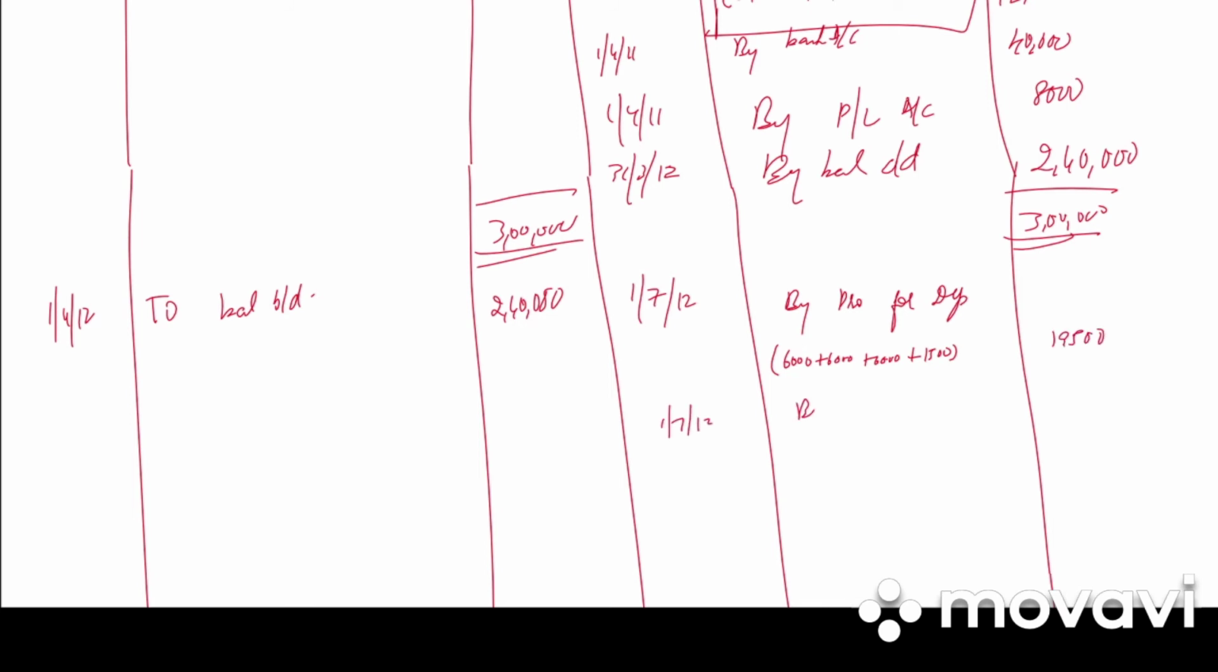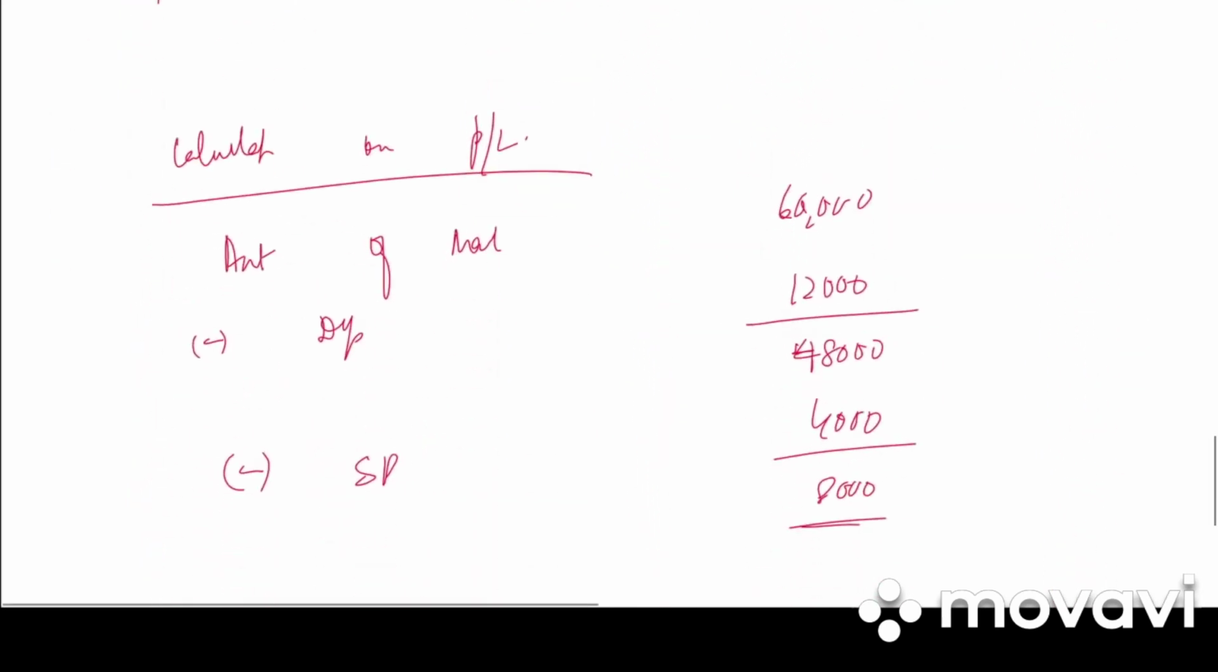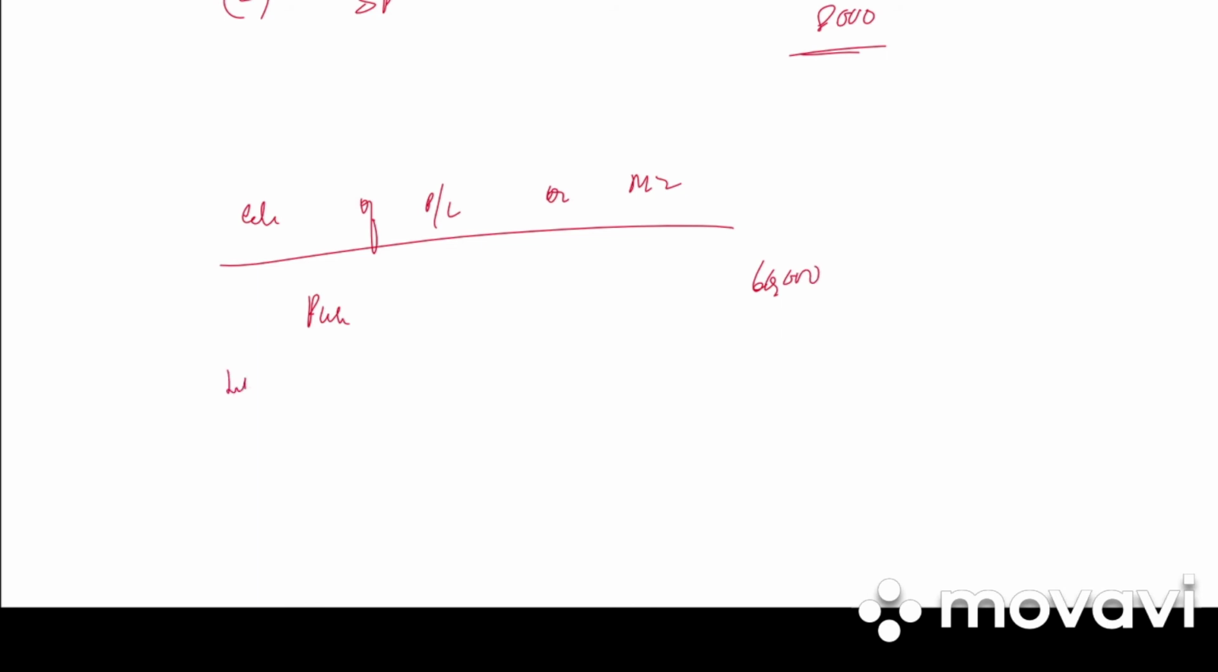On 1st July it is sold by bank account. How much is it sold for? It is sold for 28,000. Again we need to calculate the profit and loss on machine 2. So calculation of profit and loss on machine 2. Purchase price is 60,000. Less depreciation is 19,500.